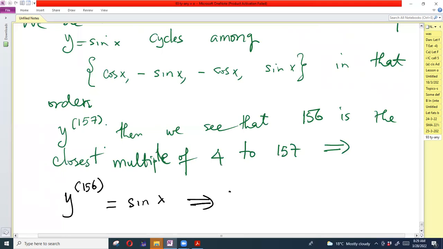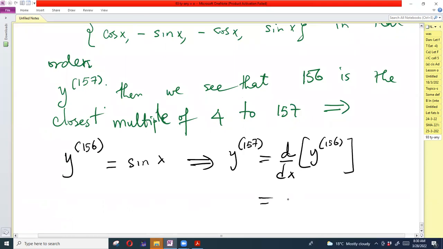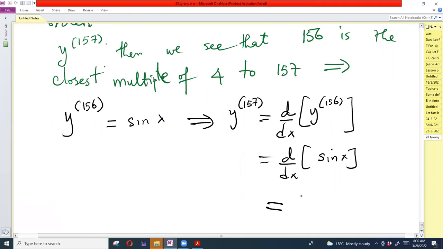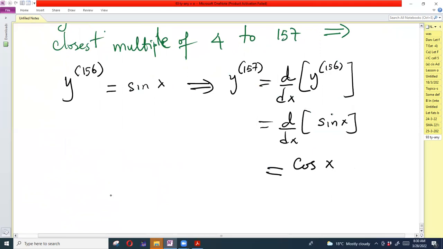So which means the 157th derivative is given by d dx of the 156th derivative, which is the same as d dx of sine of x. And then when you differentiate sine x, you get cosine of x. So therefore, the 157th derivative of the function sine of x is given by cos of x.